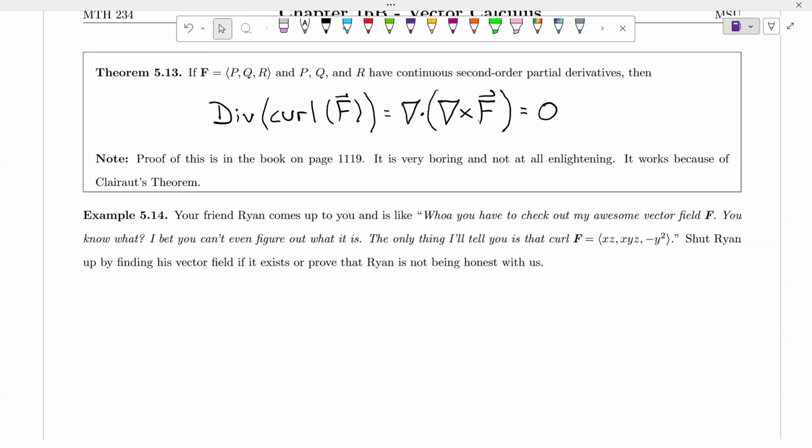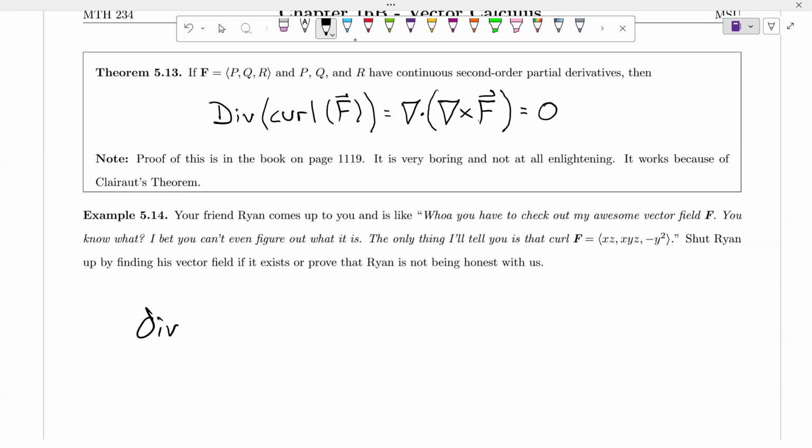So he told us the curl of his field, and we need to either prove that he wasn't honest or find his field. First off, if we did have to find his field, I don't think we could do it, because that field could always have a constant term in it, and there's no way for us to find that constant term without some extra information. So if we had to find the field, we'd be in trouble. There'd be nothing we could do, which makes me think he's probably not being honest.